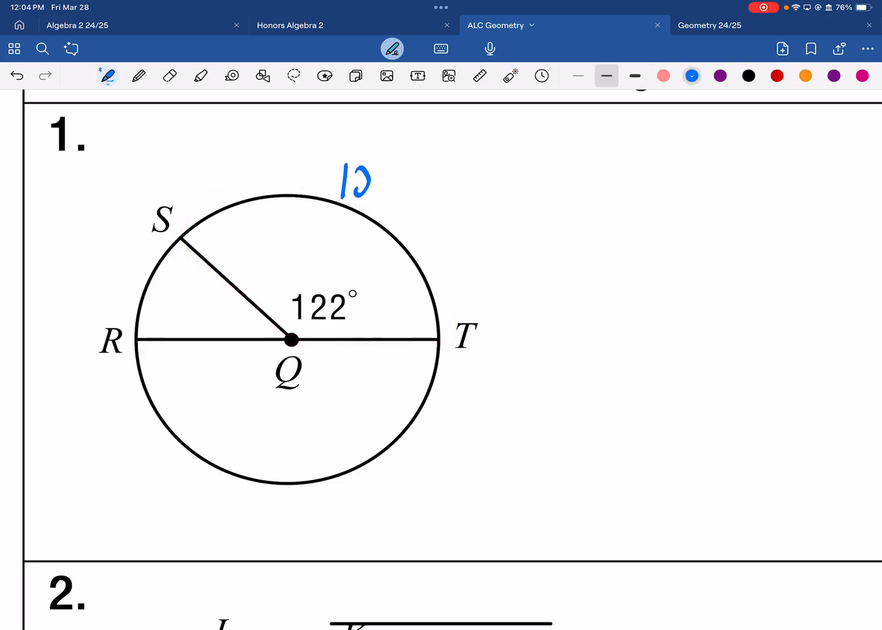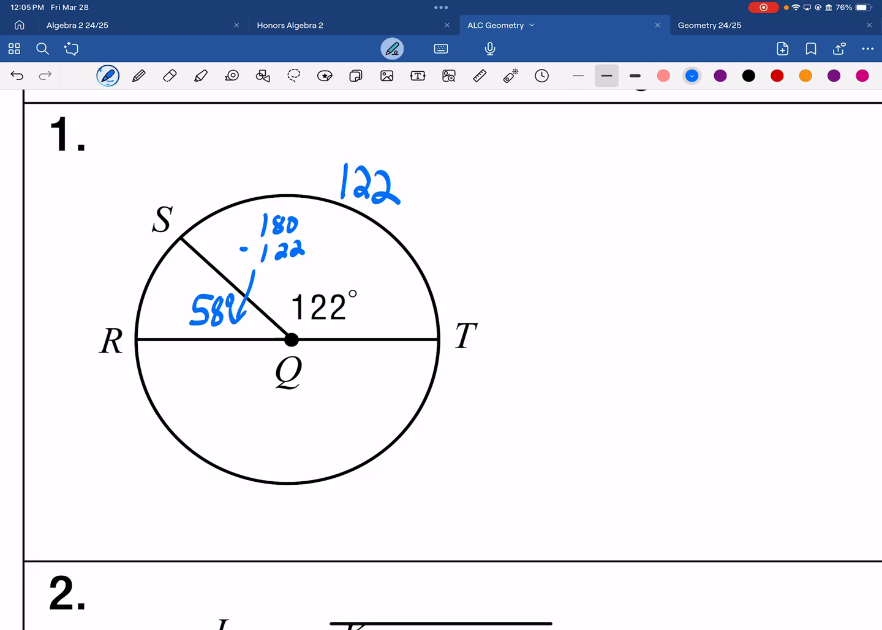So I know the measure of this arc right here has to be 122. Has to be. The measure of the central angle is exactly the same as the measure of the arc that it creates. Okay, if we keep looking at it, we know this is straight, so that means it has to be 180. So the measure of this angle right here has to be 180 minus 122, 58. So the measure of this angle is 58 degrees.